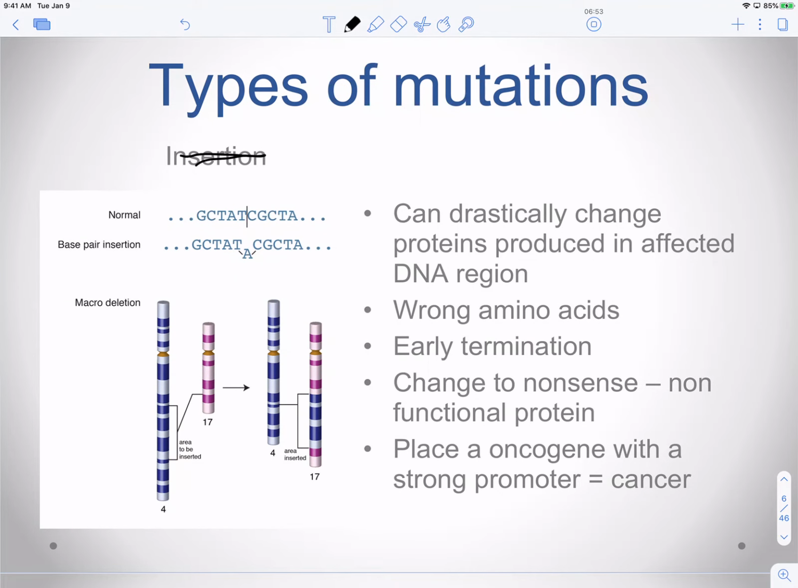Another type is insertion. Insertion is where you put genes in a different location. And so your insertions can change the proteins that are going to be produced. So you can insert in between genes, in the middle of a gene, or outside of a gene, etc. So it just depends where you insert. And it's going to insert wrong amino acids, which can lead to early termination of genes that have been interrupted. It can change your genes to nonsense mutations in which you have a non-functional protein. It can also move a potential oncogene to a strong promoter, and this can lead to cancer. So moving a gene that is not expressed to very high levels next to or near a promoter that is expressed at very high levels has potential for cancer formation.